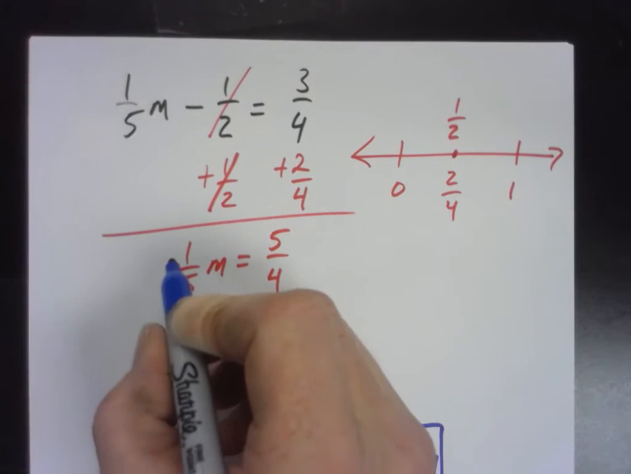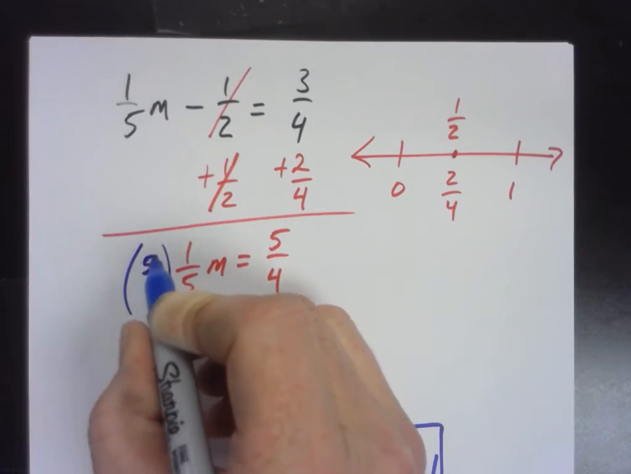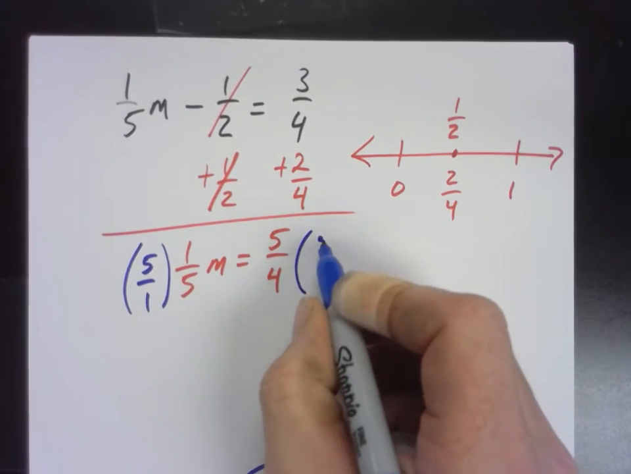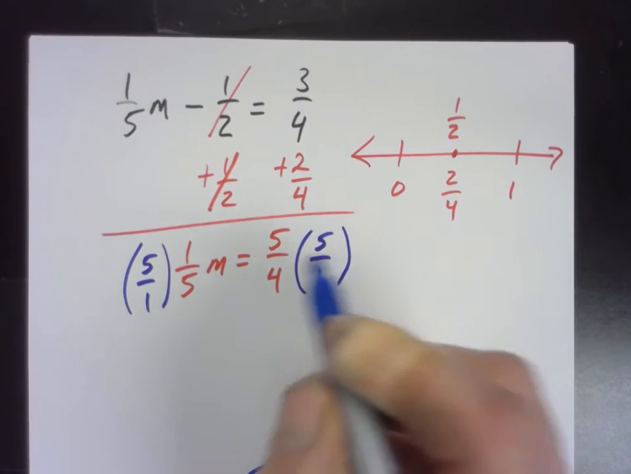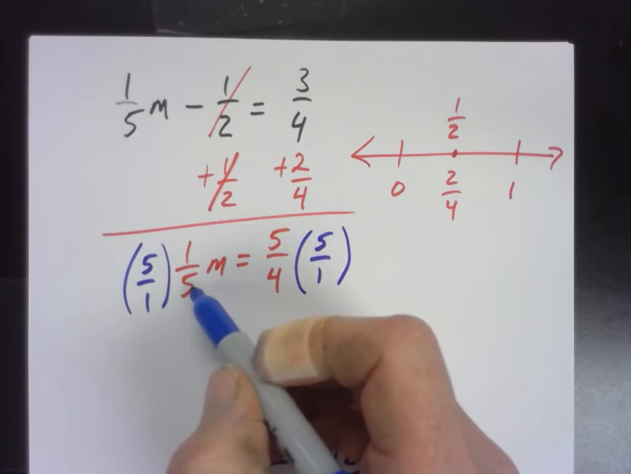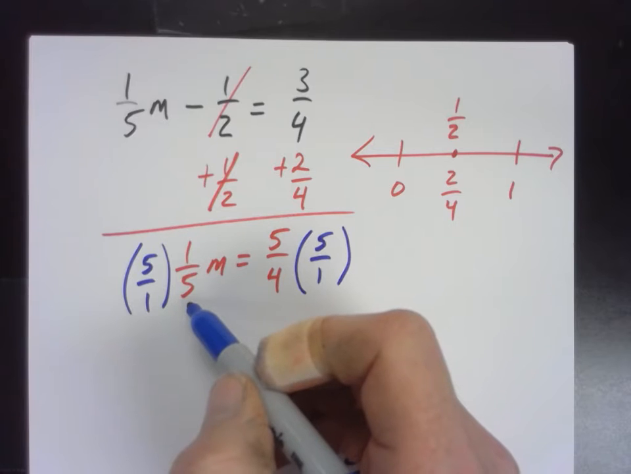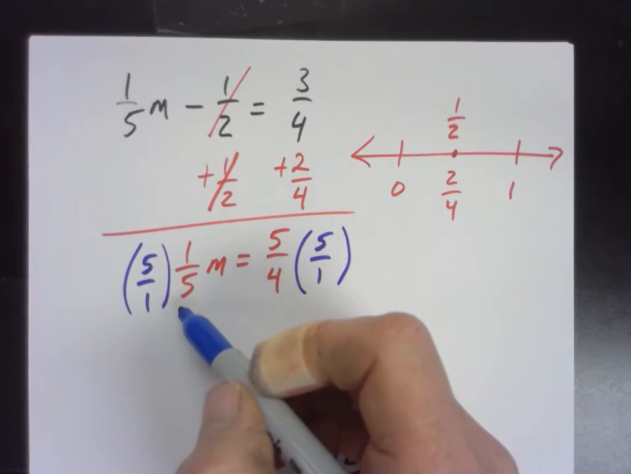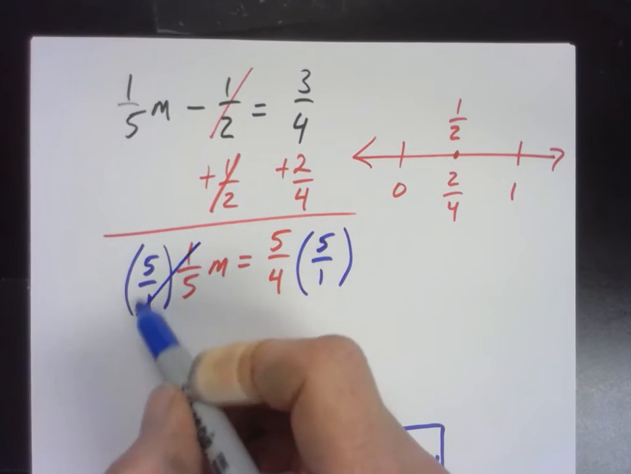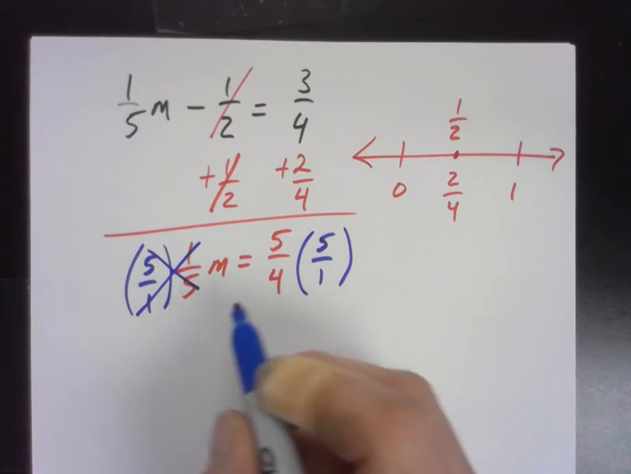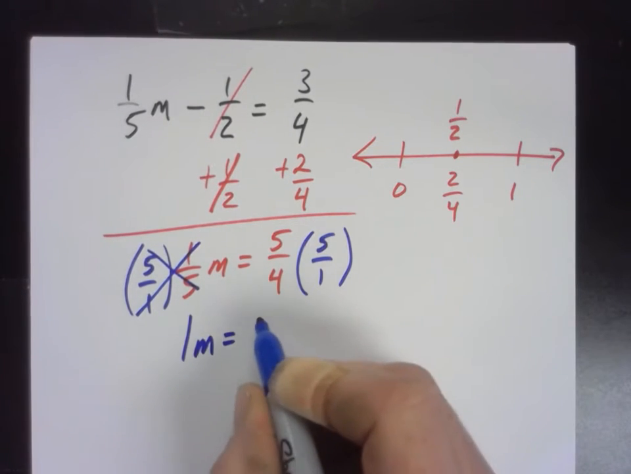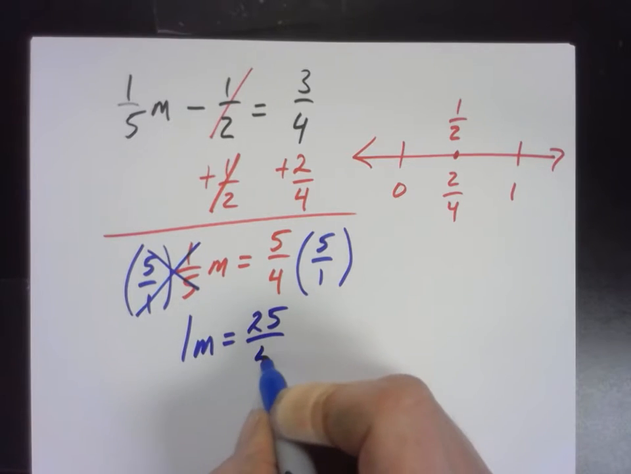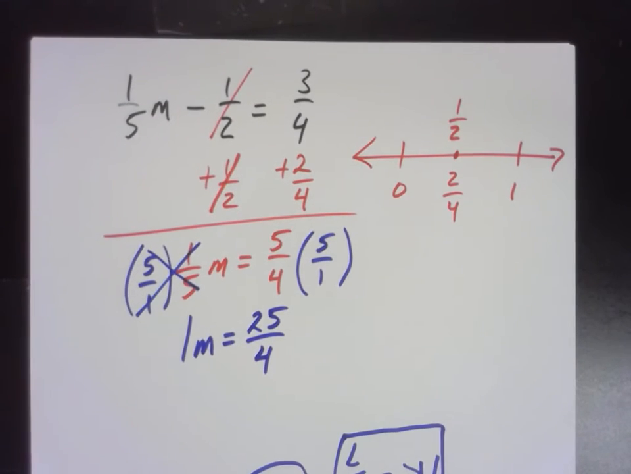Yeah, it's the same. Now, a kid came up to me last period, and he said, Mr. Collard, do I times by the reciprocal, or do I divide by 1/5? And I said, yes. You're both right. So, doesn't this give me my 1? 1m equals 25/4. And again, that improper fraction is fine.